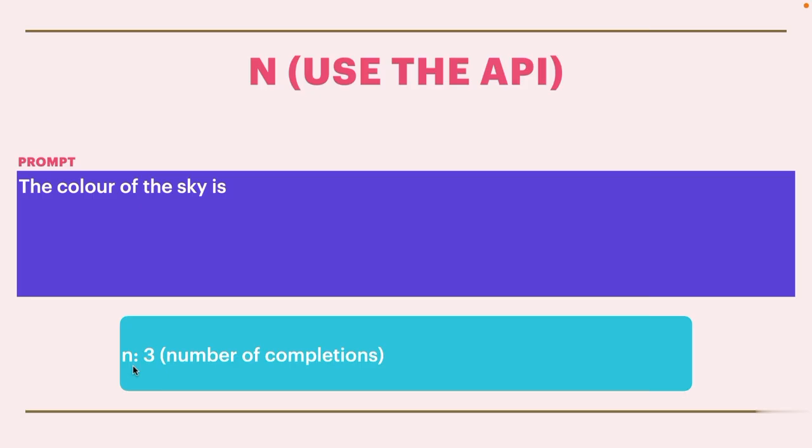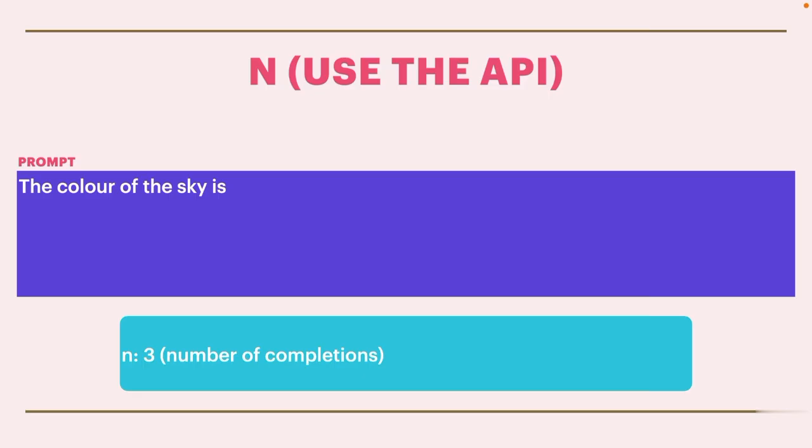So by adjusting this parameter, we can explore different possibilities and gain a deeper understanding of how the model generates responses. When you set a higher value for n, such as 5 or 10, you instruct the API to generate multiple completions for a single prompt. This can be particularly useful when we want to explore diverse responses or gather different perspectives on a given input. It allows us to uncover a range of possible answers or generate creative variations.